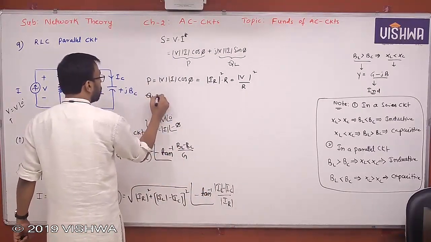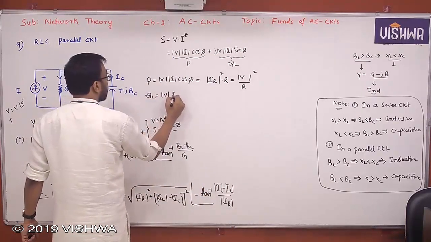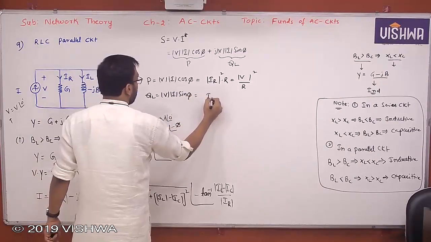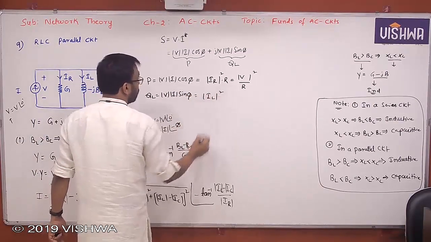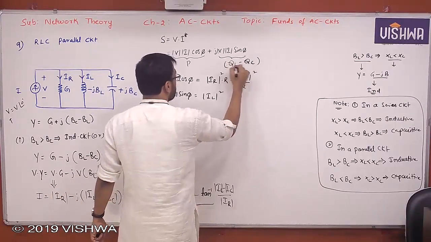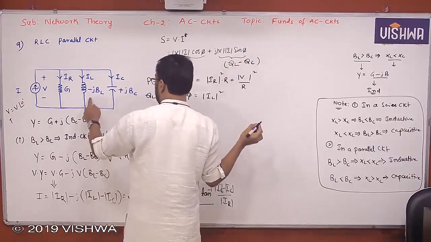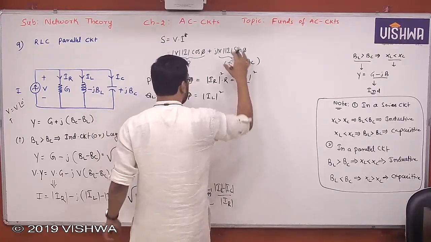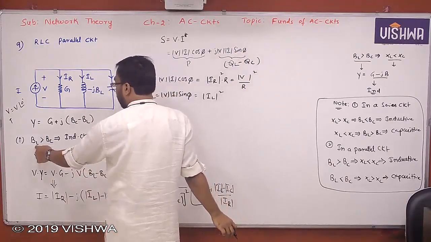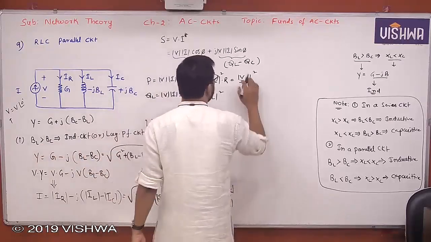Similarly, QL, VI sin phi, IL square. So this is not QL simply. This is QL minus QC. Yes or no? Because it is a parallel RLC circuit, you have both inductive reactive power and capacitive reactive power. But who is dominating here? Inductive. Yes or no? That is why you get QL minus QC.